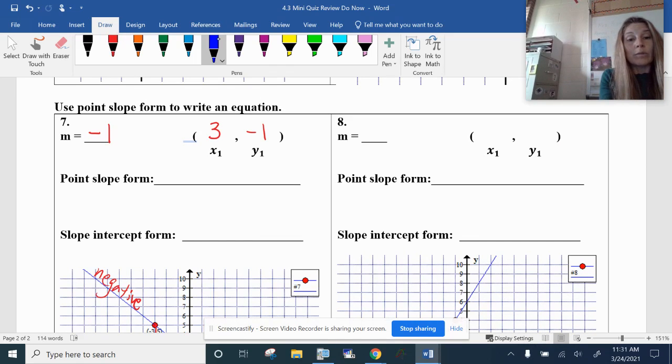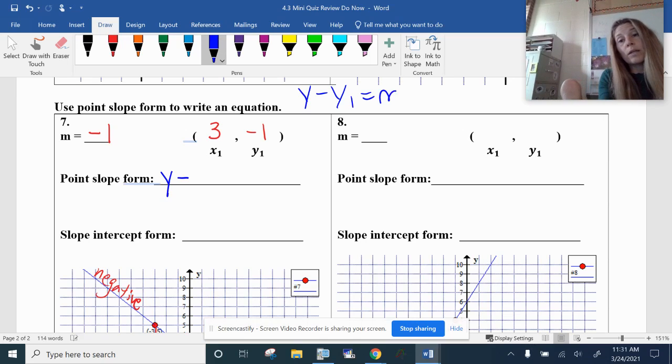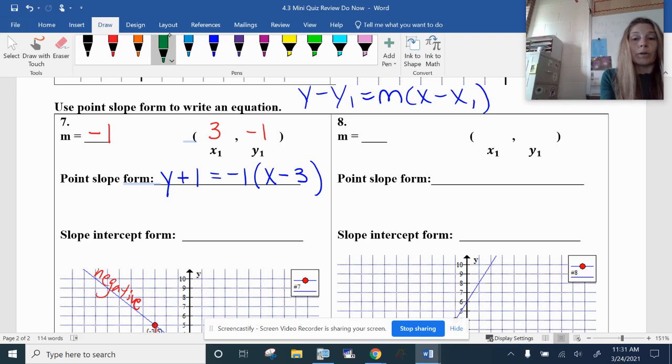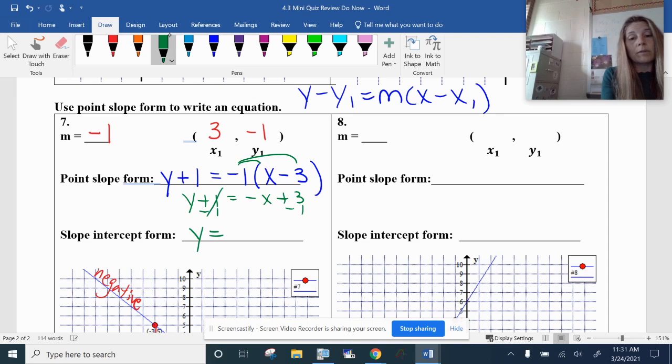So now putting it in point slope form, here's our formula, y minus y1 equals m times x minus x1. So y minus the negative 1 is going to become a plus sign. Then my slope, which is negative 1, times x minus my x1, which is that 3. So now to put this into slope-intercept form, I would have to distribute that negative, giving me negative x plus 3, subtract the 1. I'm going to get y equals negative x plus 2.